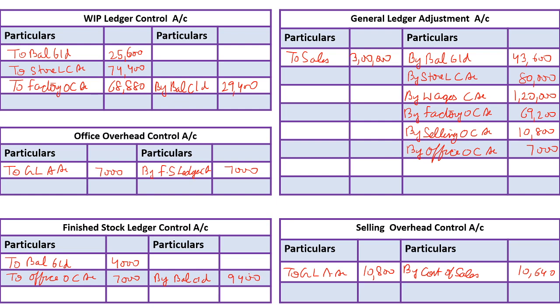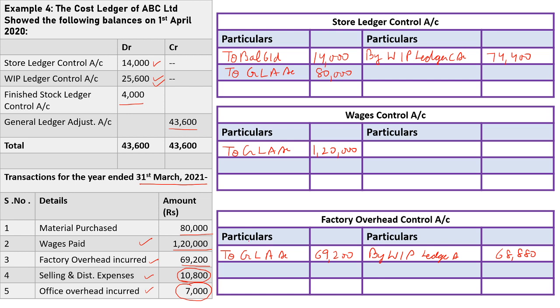Now remember the flow chart. First we have to take three accounts for balances. First we take stored ledger control account, wages control account, and factory overhead control account. The balances of these accounts are transferred to production department or WIP ledger control account. So in case of stored ledger control account, we have already transferred the balance to WIP. So the remaining balance is entered with by balance carried down, and here the raw material unused is 19,600.